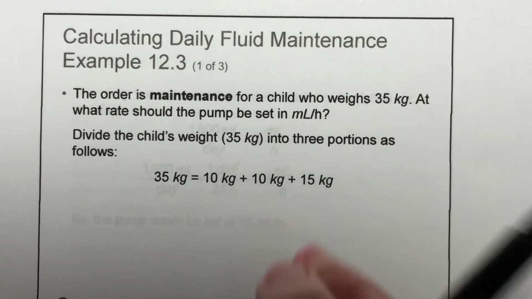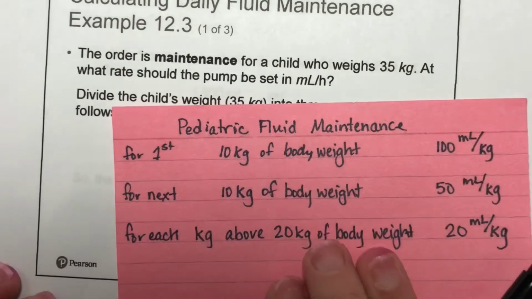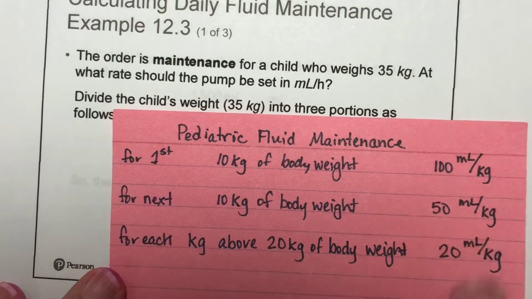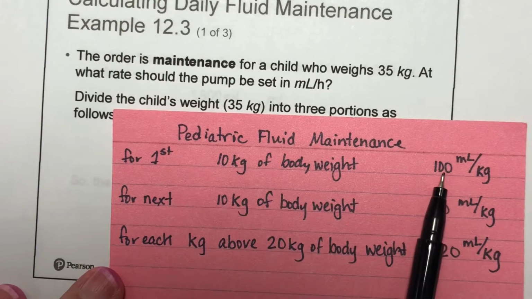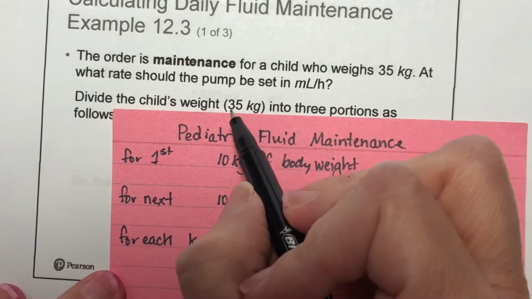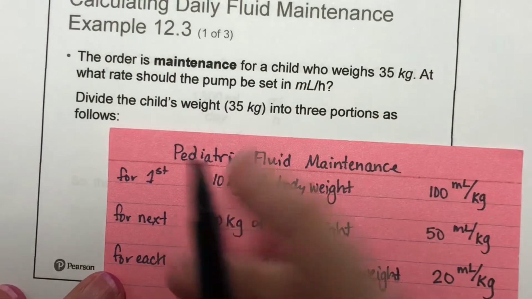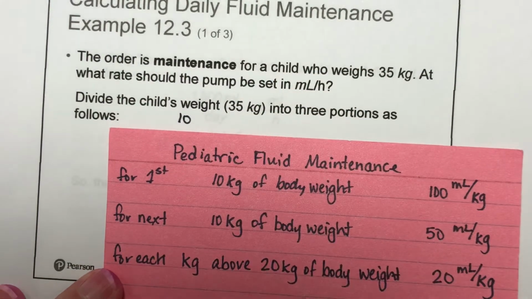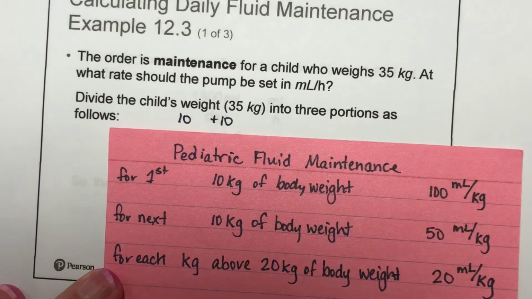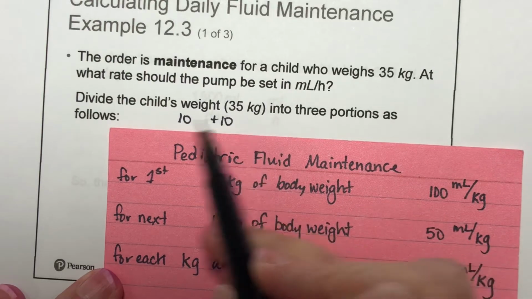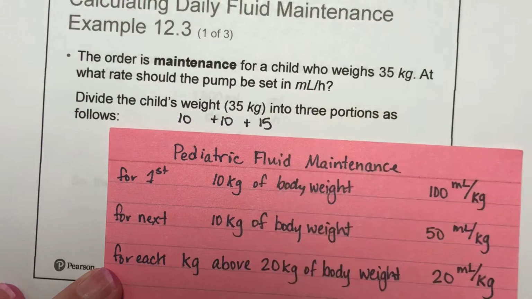Okay, so what we do is determine how much fluid the child needs based on body weight. The first 10 kilograms of the body weight is 100 each. So we're going to need to break 35 up. For the first 10, and then we have the second 10, which brings us up to a total of 20 kilograms. Now, how many kilograms do I have left if I've used 20? 35 minus 20 is 15, so I need another 15.